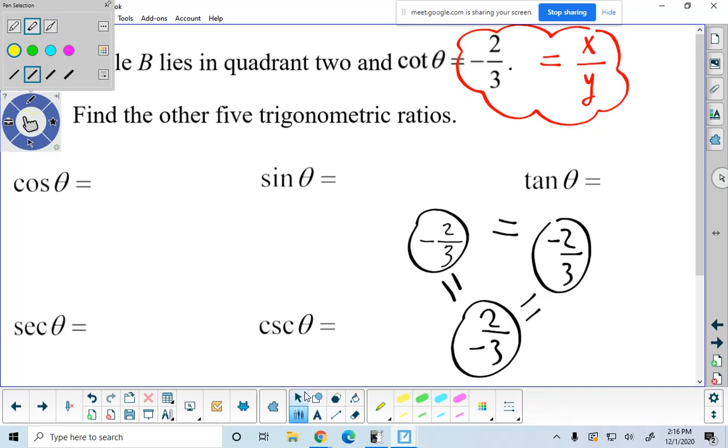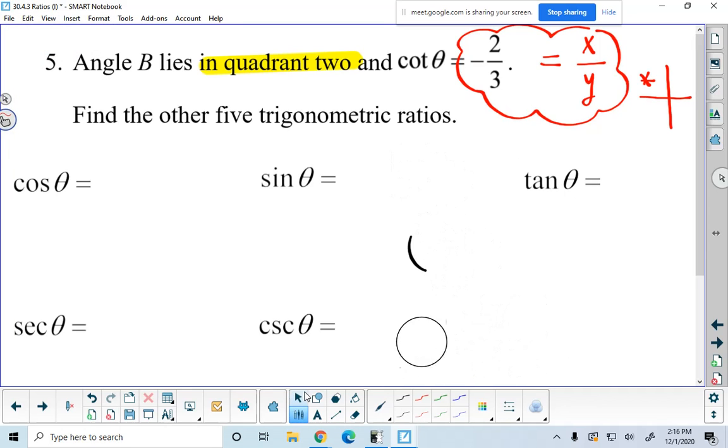Since the angle is in quadrant 2, it's going to go with the x, because in quadrant 2, which is here, x is negative. What that tells us is that x is negative 2 and y is 3. To answer this question now, it has turned into the same situation that we had in example 4. What we are missing is r.